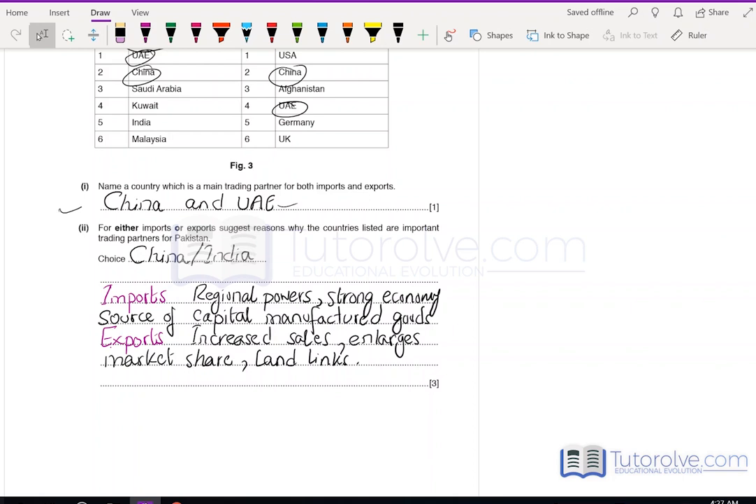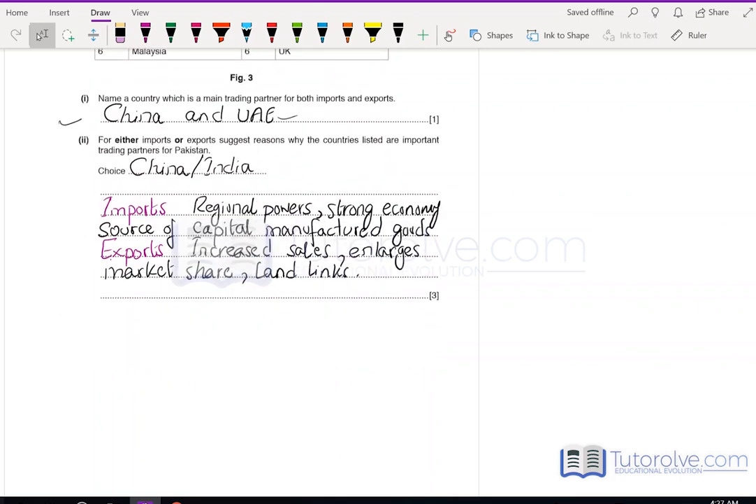And for exports, it is because there's a large market, so whatever sales are being made through these particular countries, there will obviously be a large revenue for it, and there will be a larger market share. Plus, another important part is that the goods can be transferred easily because there are also land links available between these countries.